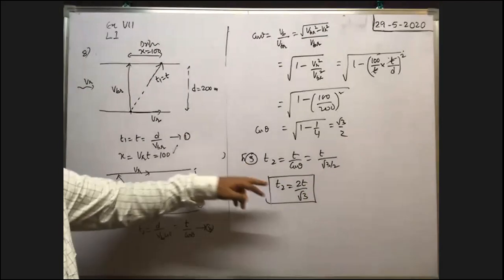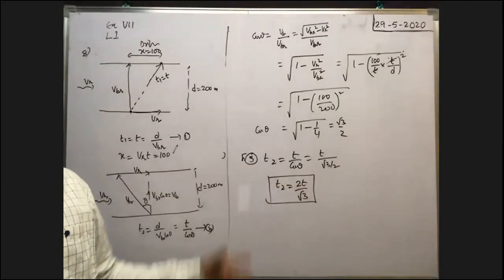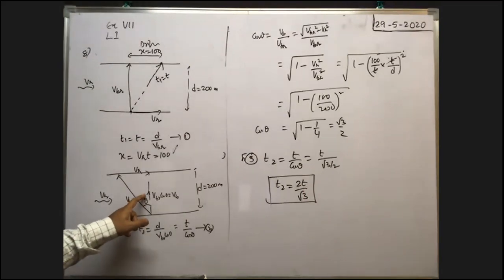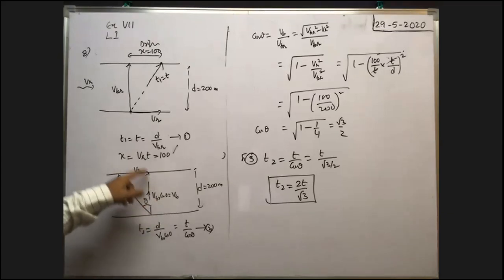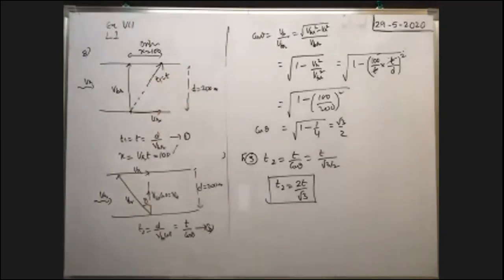The answer is given in terms of small t, that's why we tried like that. Cos theta is equal to adjacent by hypotenuse, VB by VBR. From this right angle triangle, VB can be written as square root of VBR square minus VR square. I have written like that.